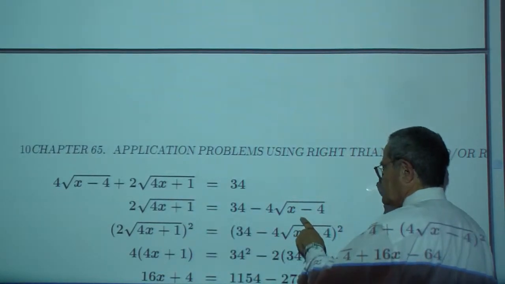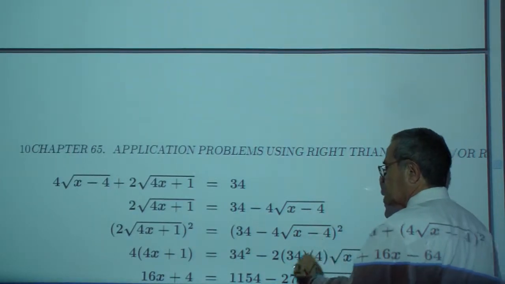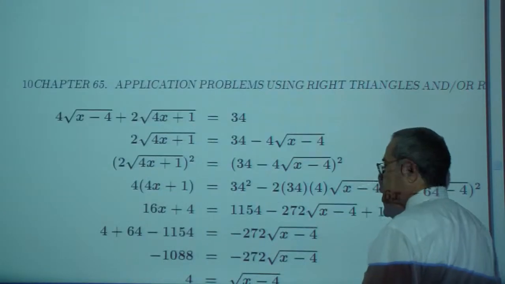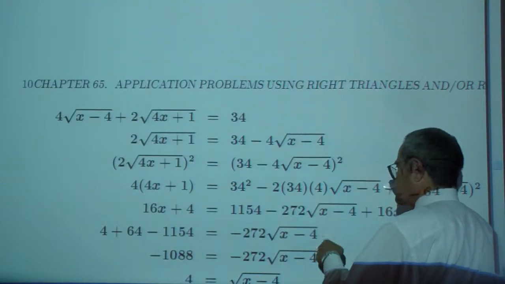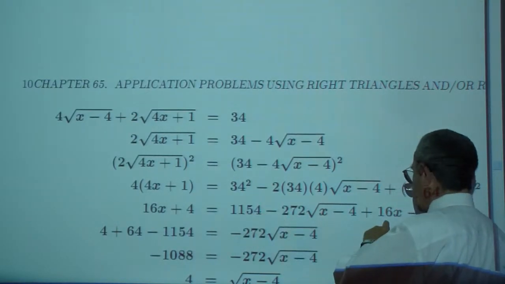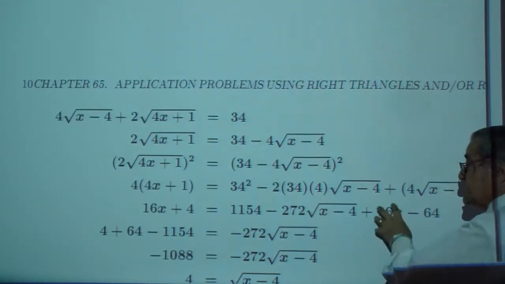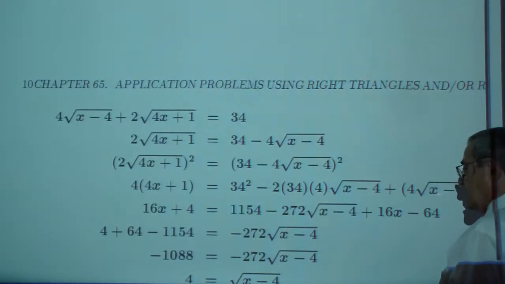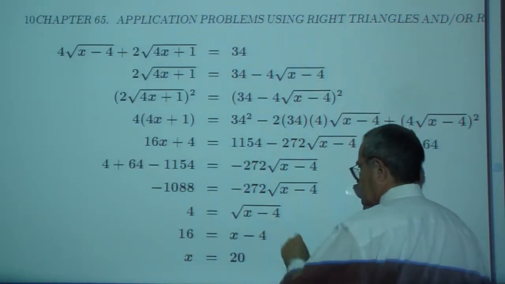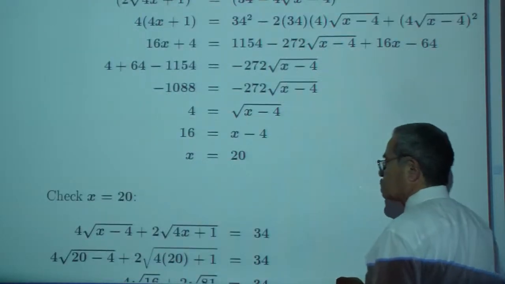Isolate the square root by subtracting 4 square root of x minus 4 from both sides. Square, you no longer have a square root here. Distribute, subtract 1154 and subtract 16x from both sides. The 16x's drop out completely. And we have a square root again. Square both sides. X looks like 20.